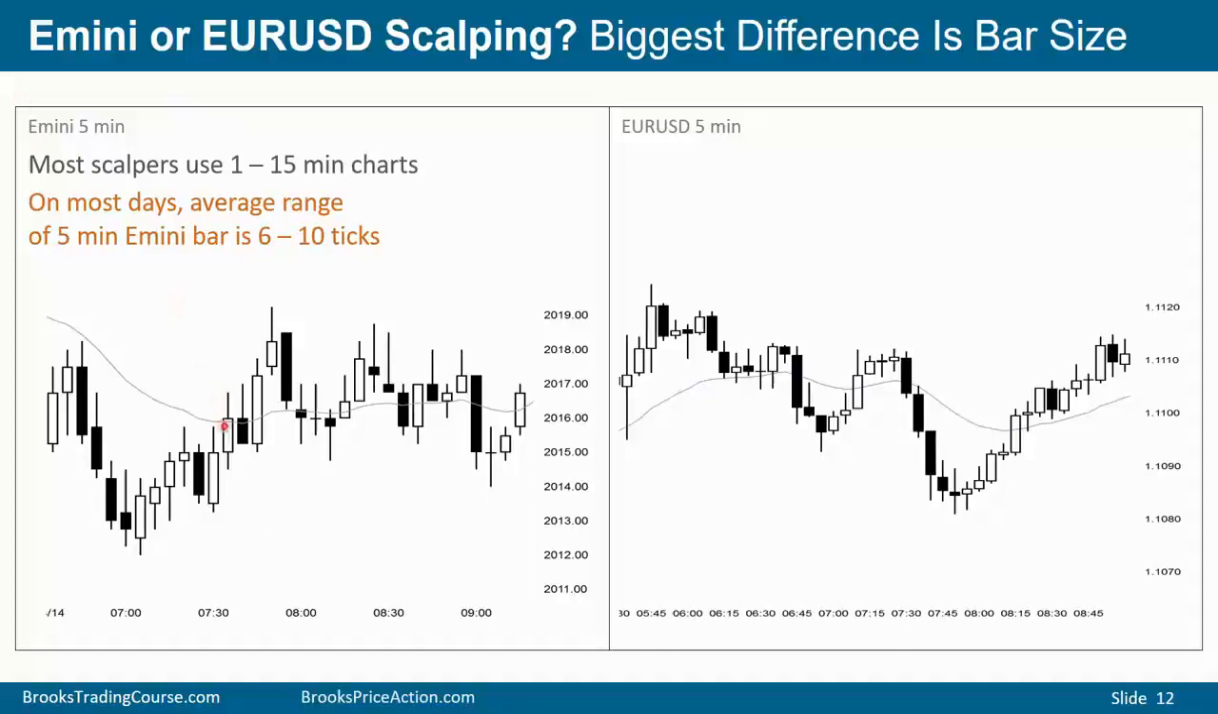In the E-mini, most days, an average bar is 6 to 10 ticks tall on a 5-minute chart. The minimum scalp in the E-mini is 1 point, and therefore the average bar is 50 to 100% bigger than the minimum scalp size.